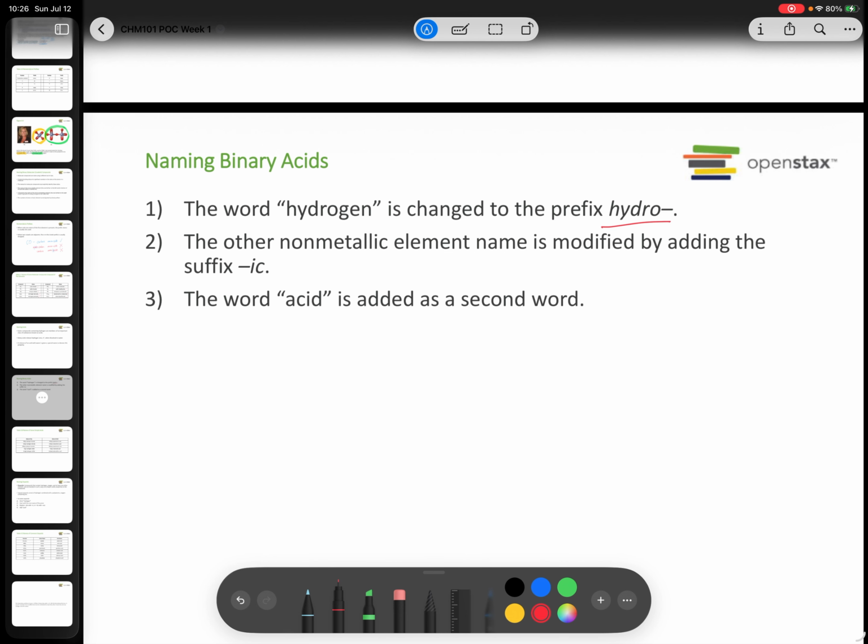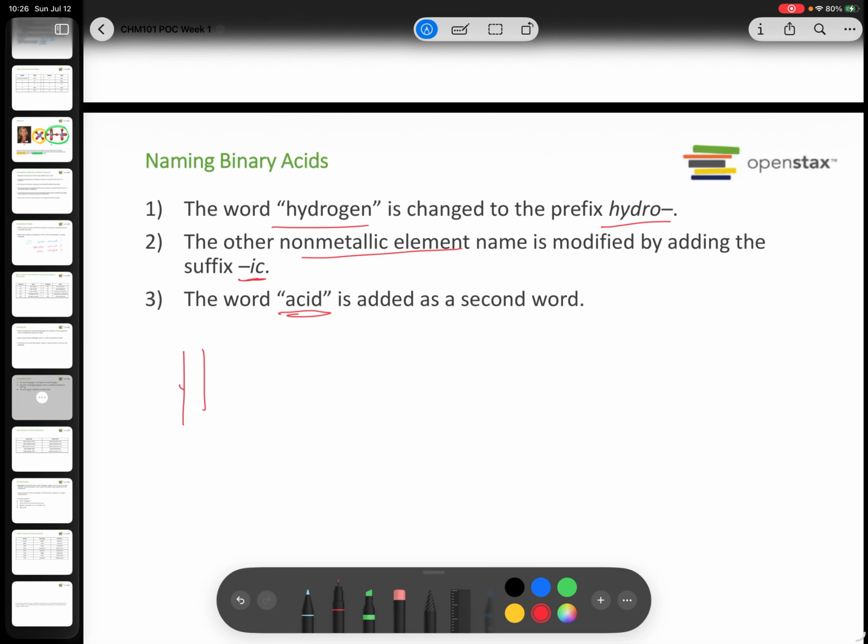Okay? Change the nonmetal ending to ik. Okay? Nonmetal element: hydrogen becomes hydro, and the nonmetal element name ends in ik. Babaguhin natin yung dulo ng ik or IC. For example, then add the word acid sa dulo.